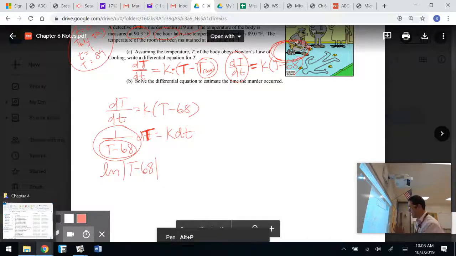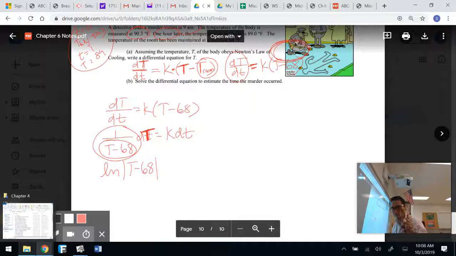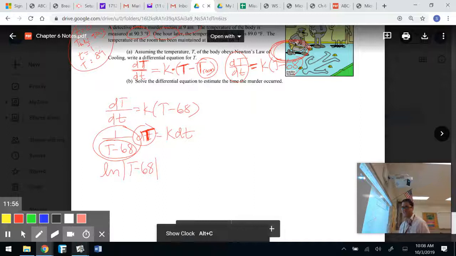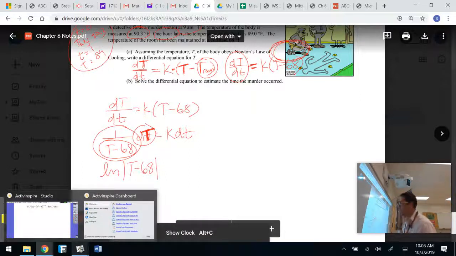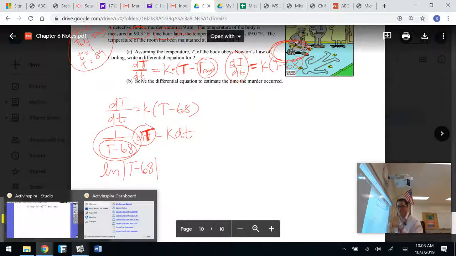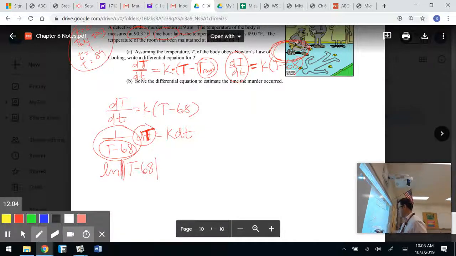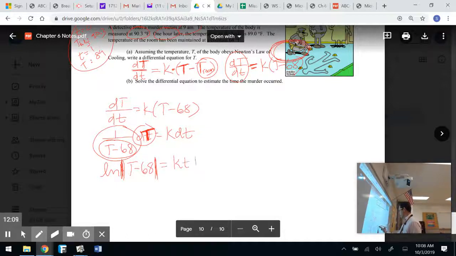That'd be like x minus 68. The derivative of that is 1. So a capital T minus 68, if I'm finding the derivative with respect to capital T, would be 1. And remember, you don't really need u sub if the derivative of the inside is 1. Just make sure you keep that inside as the inside. Is equal to kt plus c.